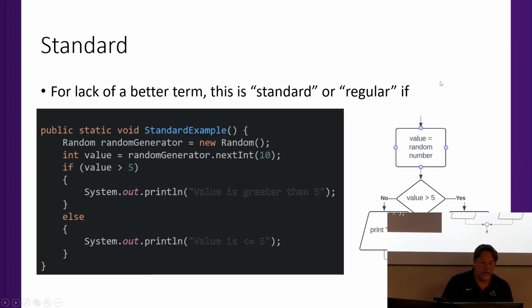This one isn't too bad either. It just basically also does something when it's not true. So if value is greater than 5 is true, then I do this, else I do this.